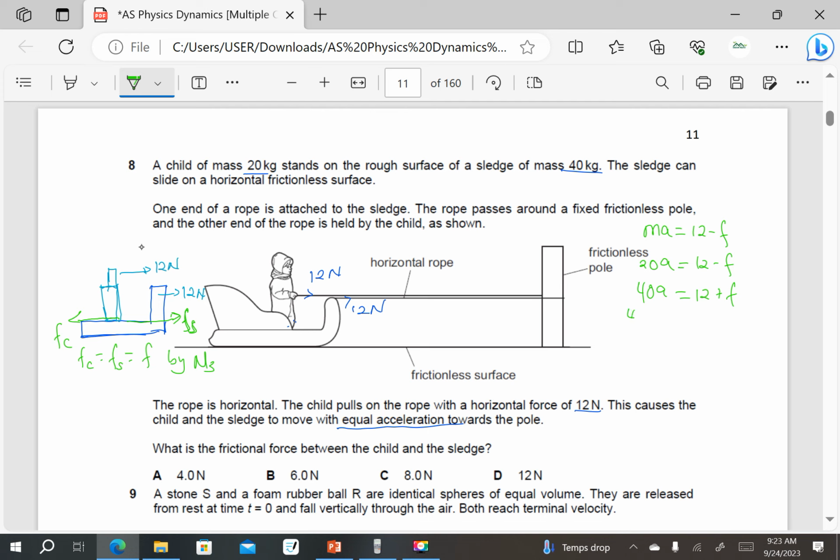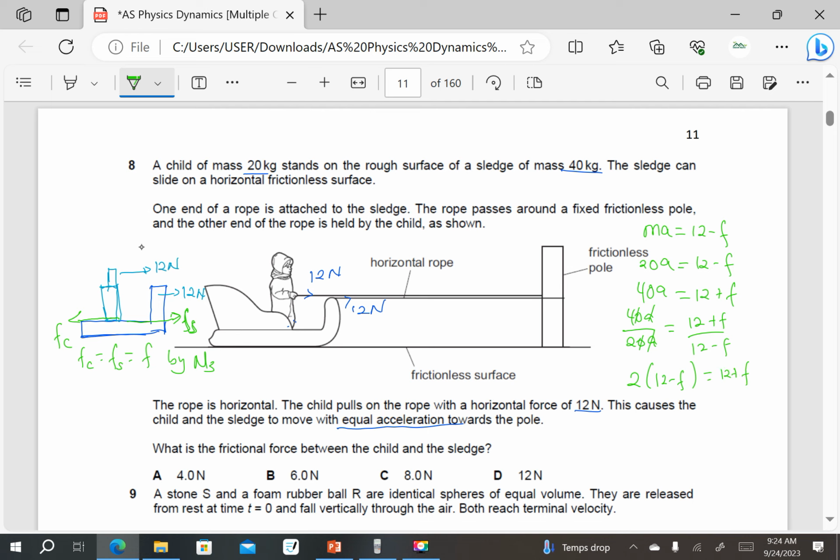So I will say 40 A divided by 20, A should be equal to 12 plus F divided by 12 minus F. So A cancels out. And if A cancels out, I remain with the 2 into 12 minus F, because 4 over 2 is 2, should be equal to 12 plus F.